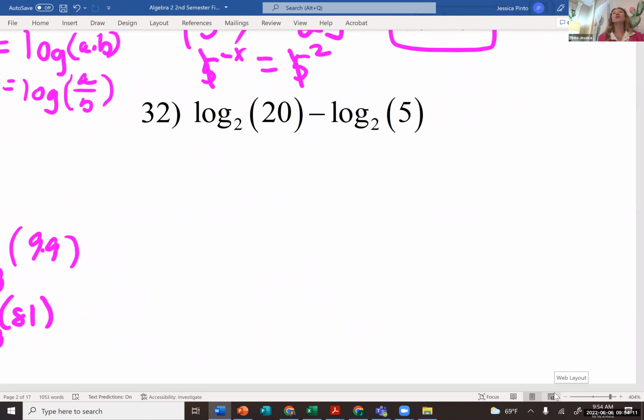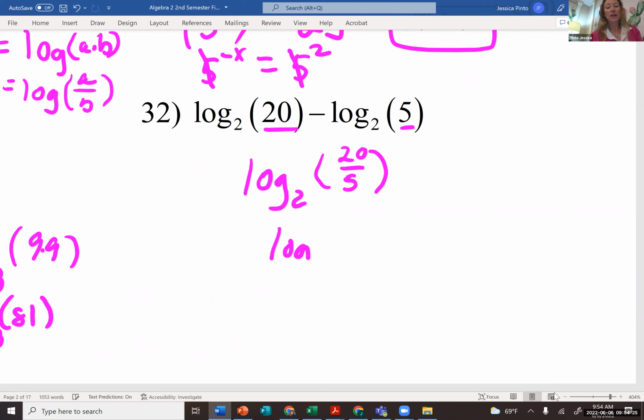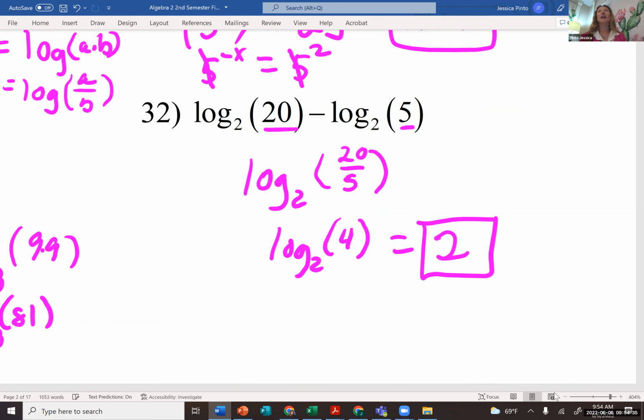Oh, sweet. 32 is going to be a lot faster because there's just one log rule here. It's the subtraction rule, which means I'm just going to divide the two values together. So this stays as log base 2 of 20 divided by 5, which is log base 2 of 4. The answer to that, 2 to what power is 4? 2 to what exponent gives me the answer of 4? The answer is 2 to the second power. And we're finished with that one.